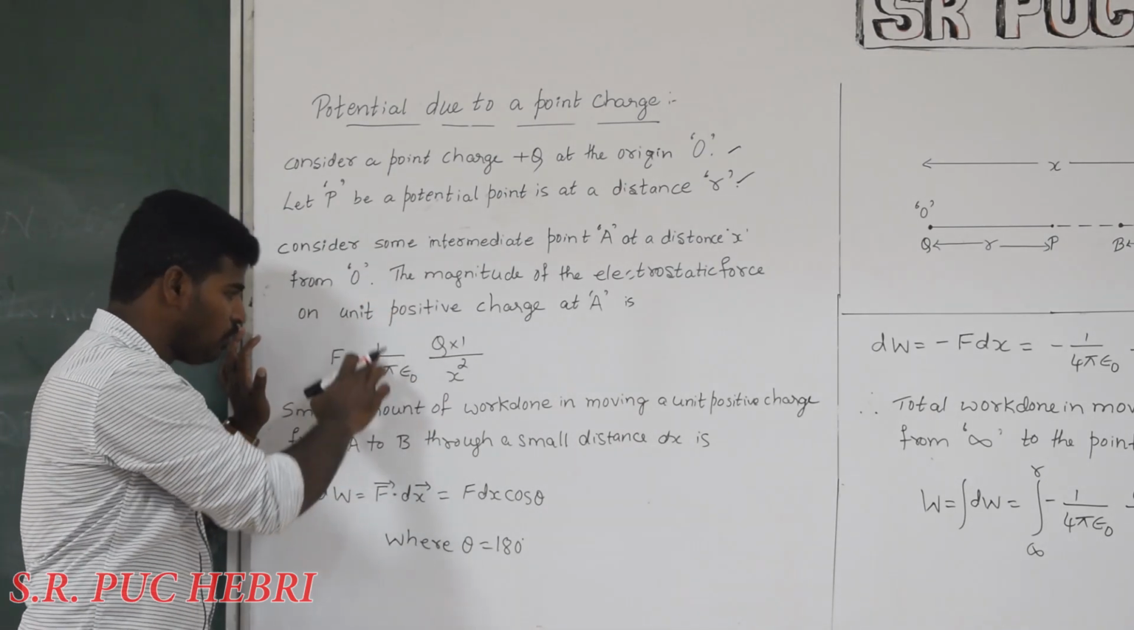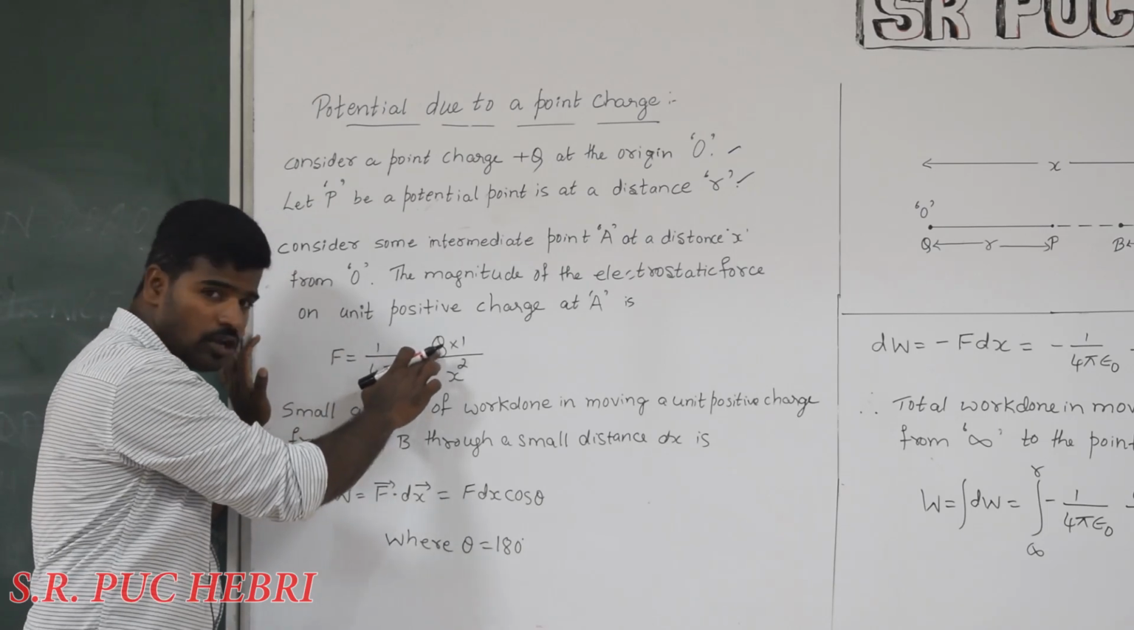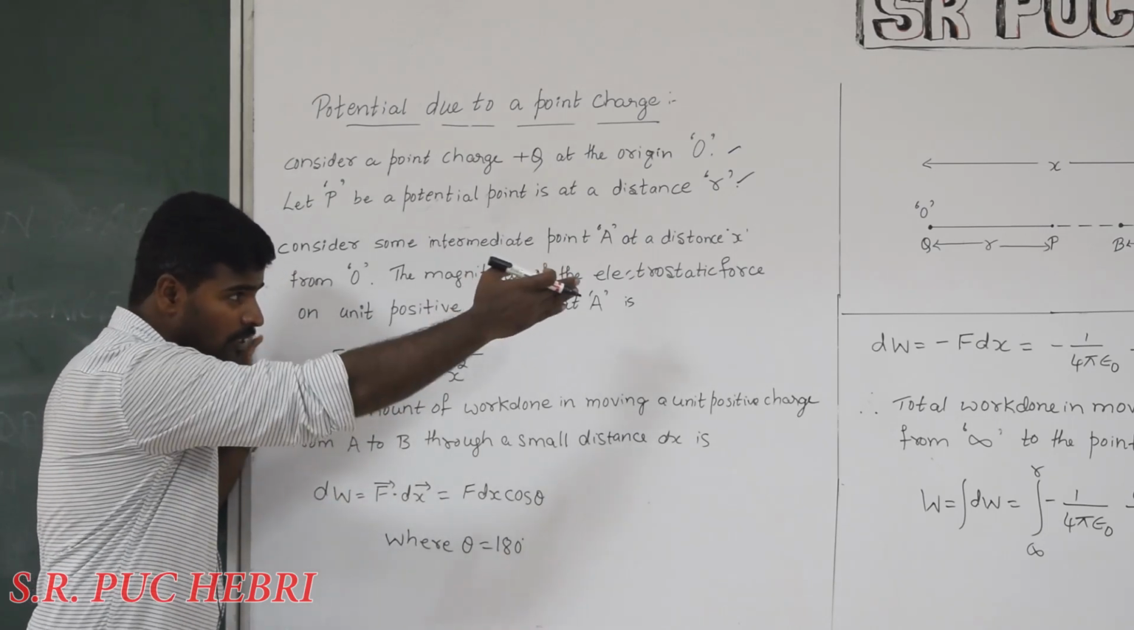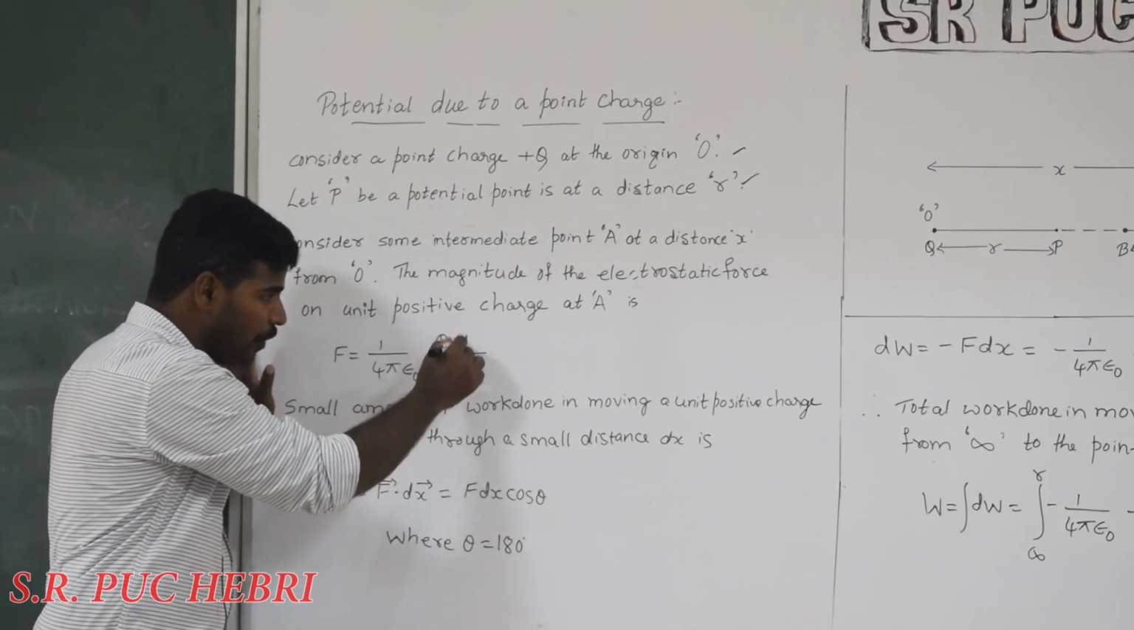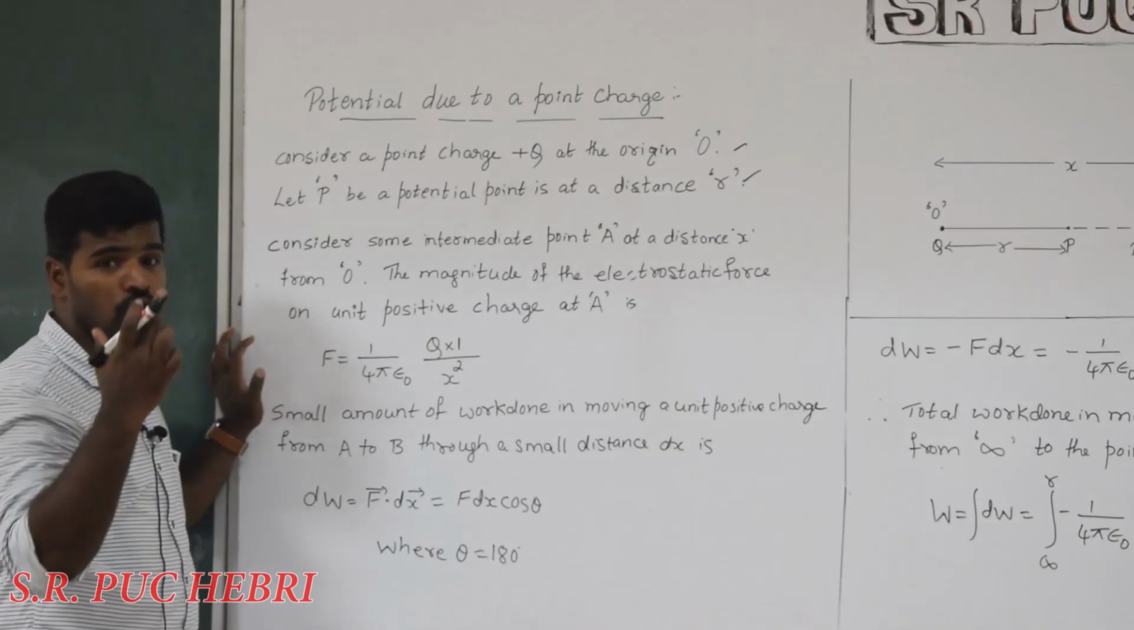Therefore, F is equal to 1 by 4 pi epsilon naught, the one charge. The first charge is known as a point charge or a source charge Q. The second charge will be a unit positive charge, which means the charge is equal to 1 coulomb.